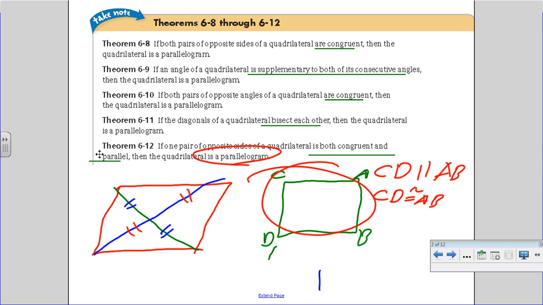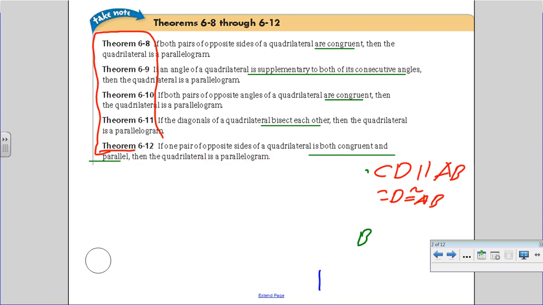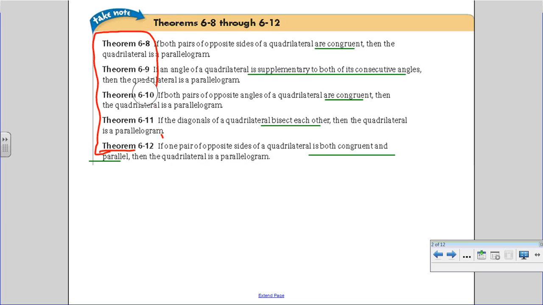So we can use any of these theorems, 6.8 through 6.12, to prove that any object is indeed a parallelogram. Again, I would have these written down in my notebook. I would put these in that section of your notebook that we have marked down for theorems, because these are going to be weapons in our arsenal as we go through these parallelogram proofs.